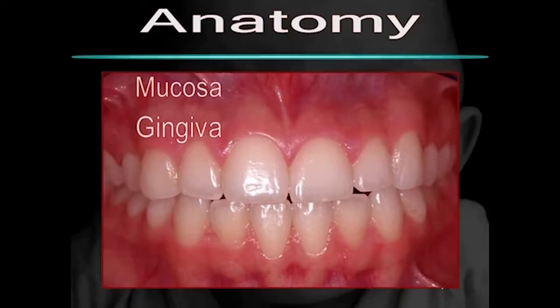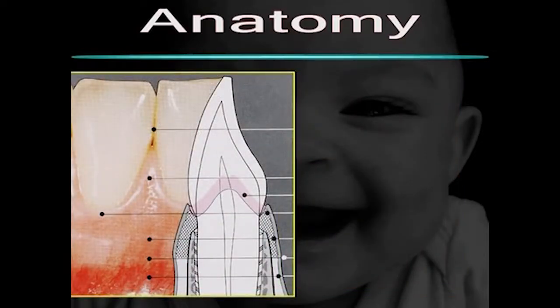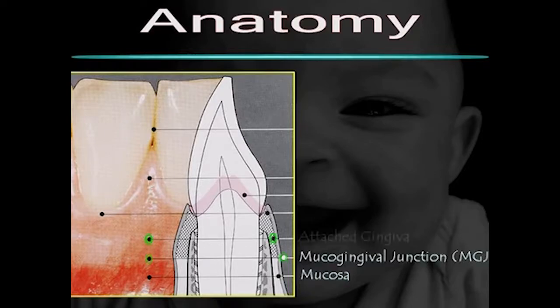Now, let's take this section and look at it more closely. The mobile, loosely arranged tissue is the mucosa. The mucogingival junction separates the mobile mucosa from the attached gingiva, a dense, bound-down connective tissue. The border of the gingiva that meets the tooth is the gingival margin.